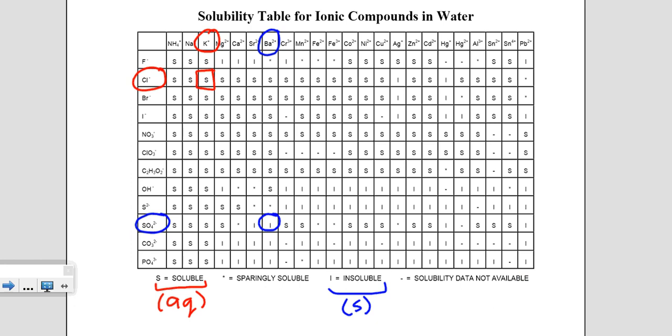Now there's one other type of solubility here with a star on this chart, sparingly soluble. What does that mean? It means really small amounts of that compound can dissolve. But besides that, most of the time it's insoluble. So for our purposes at this level of chemistry, if you see sparingly soluble, it probably means that it's just insoluble or will form a precipitate. You learn more about that in grade 12 chemistry.